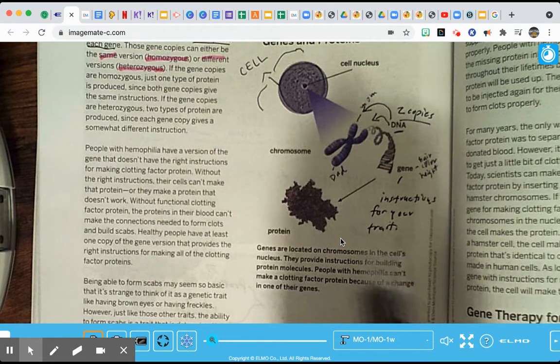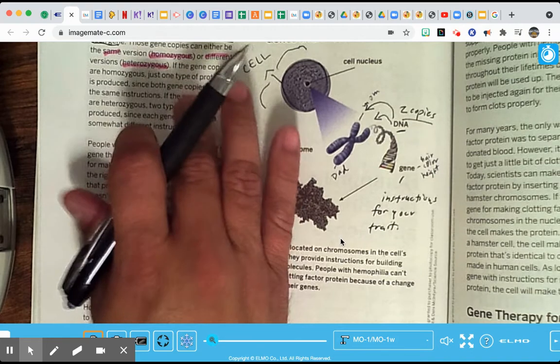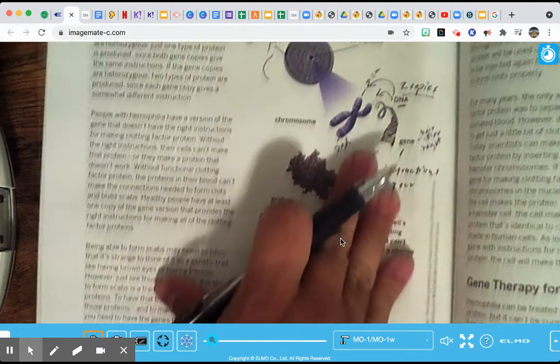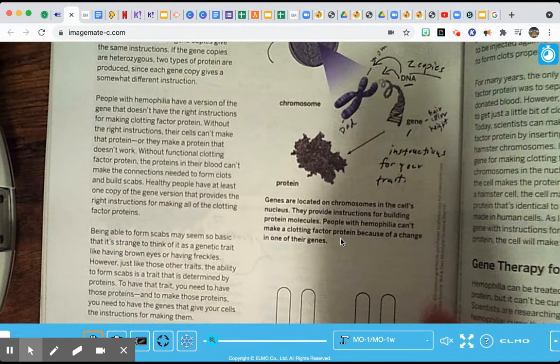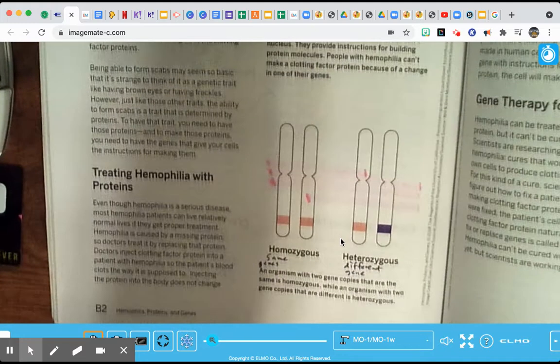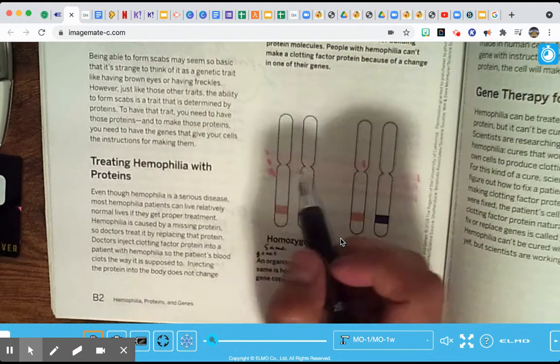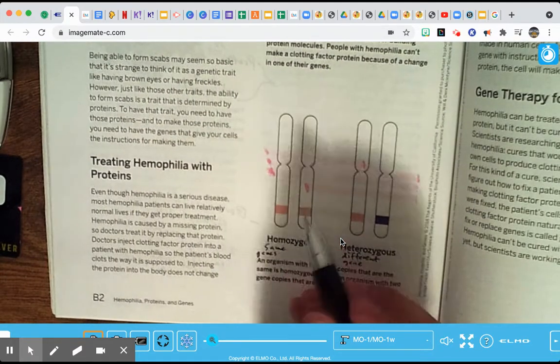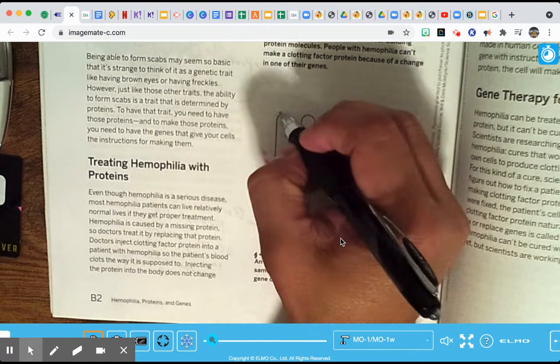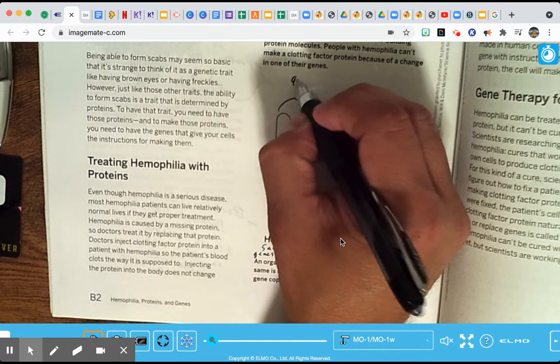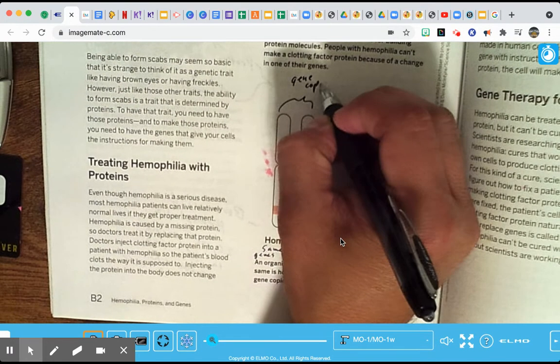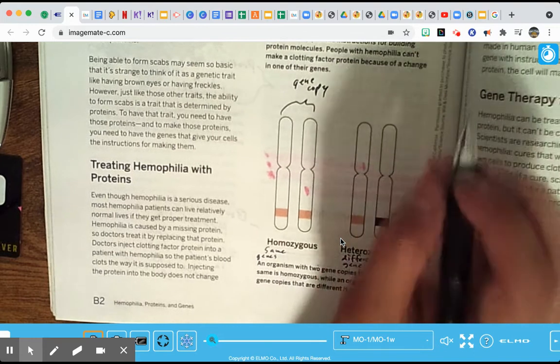So to explain what's happening here, the best thing to do is to look at this right here. So this is a gene copy. This is also a gene copy.